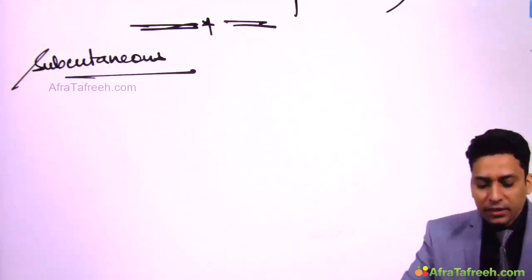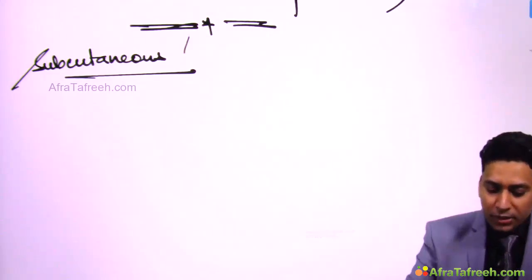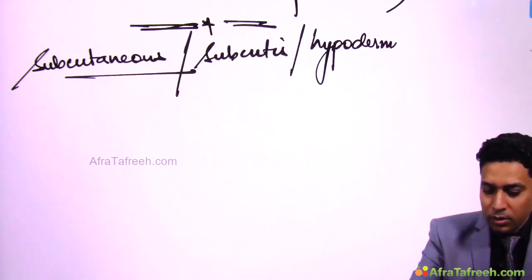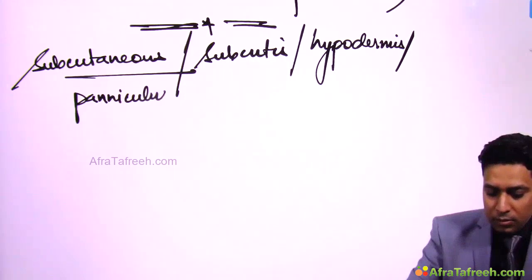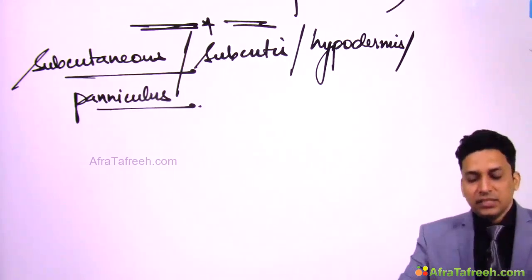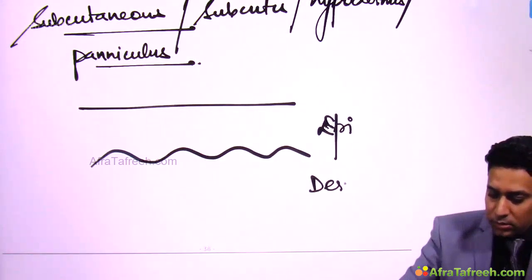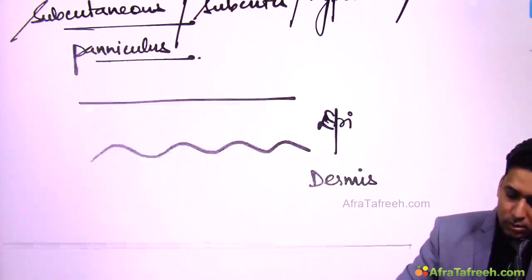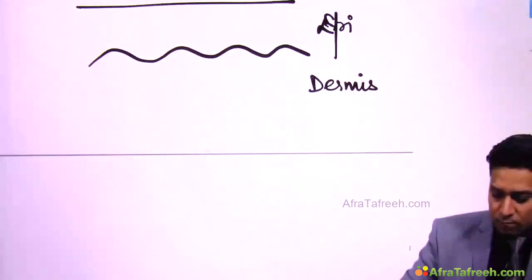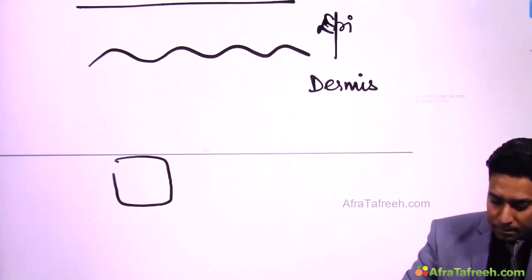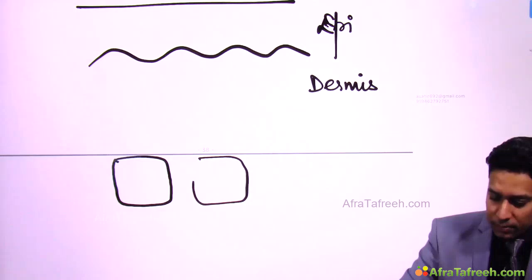Next is subcutaneous layer. I already told you various names of subcutaneous layer. This is also known as subcutis, hypodermis because it is below dermis. It is also known as paniculus. So these are various names of subcutaneous layer. Let us consider this is epidermis. This is dermis. Below dermis, you will find subcutaneous layer.